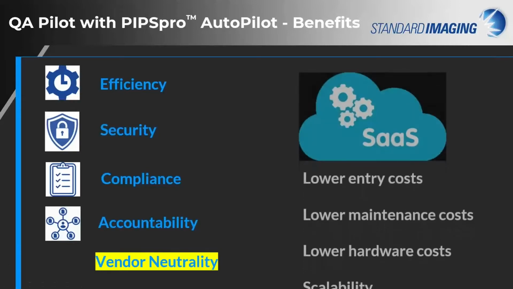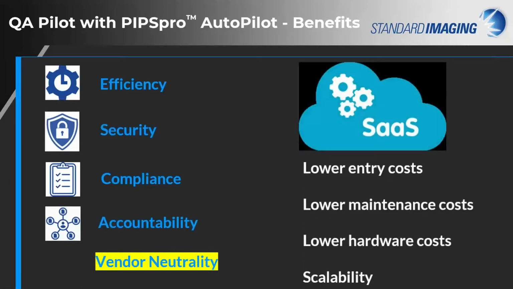QA Pilot is provided as a software as a service model, which means that it offers instant benefits of lower entry costs as there's no large initial capital investment, lower maintenance costs thanks to minimal local footprint and automatic software updates, lower hardware costs since the service is delivered via a web browser, thus eliminating the need for expensive specialized hardware. And scalability. Grow your QA platform as your organization grows.